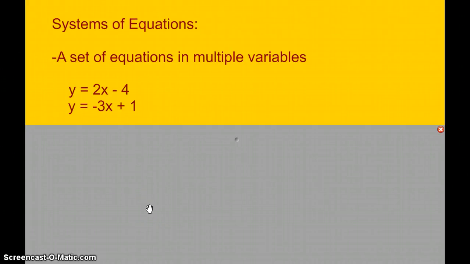Welcome back. Our next section here is going to be the introduction to systems of equations. And so we're going to spend the next week or so looking at systems. To begin with, we need to look at what is a system of equations.